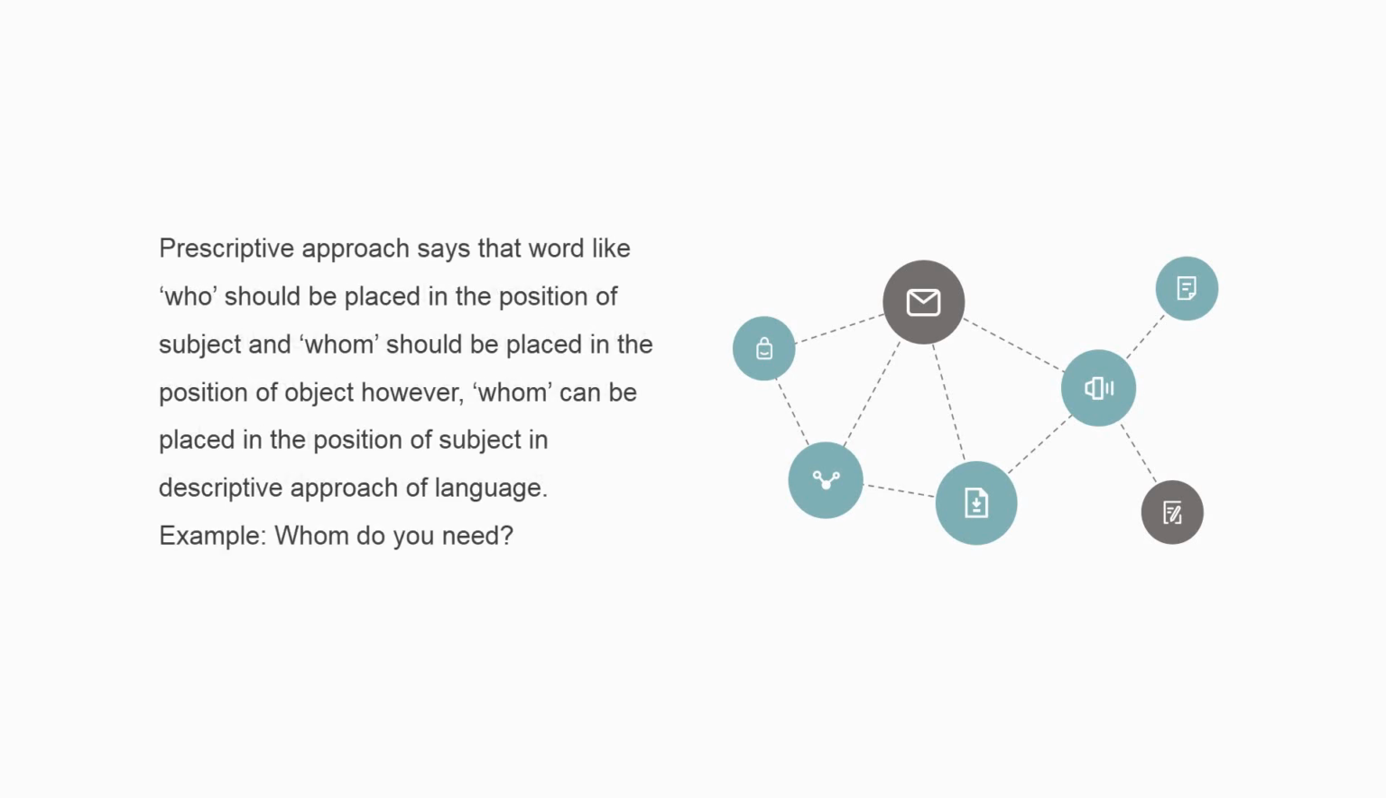Prescriptive approach says that a word like who should be placed in the position of subject and whom should be placed in the position of object. However, whom can be placed in the position of subject in descriptive approach of language. For example, whom do you need?